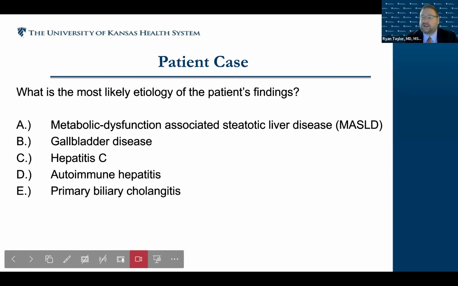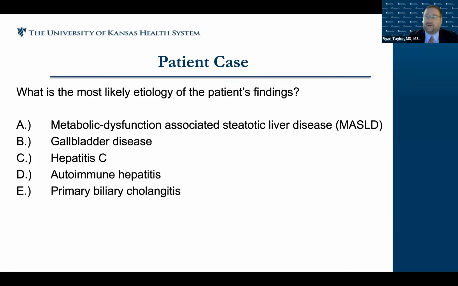So the other considerations: does this patient have gallbladder disease, hepatitis C, autoimmune hepatitis, or primary biliary cholangitis? And so hopefully by the end of this lecture, we'll circle back to this case and see what we think the cause is. Next slide.